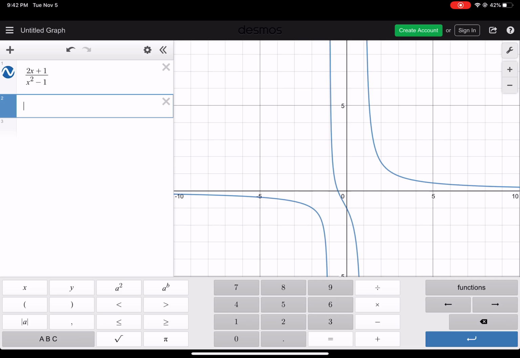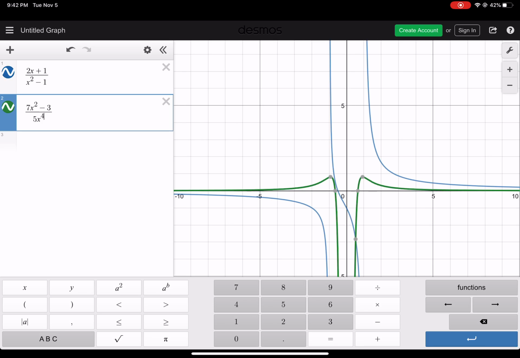Ooh, look at that funky graph. And then another rational function where we have 7x squared minus 3, and then we have 5x to the 4th plus 1. And oh my gosh, it keeps getting weirder and weirder.